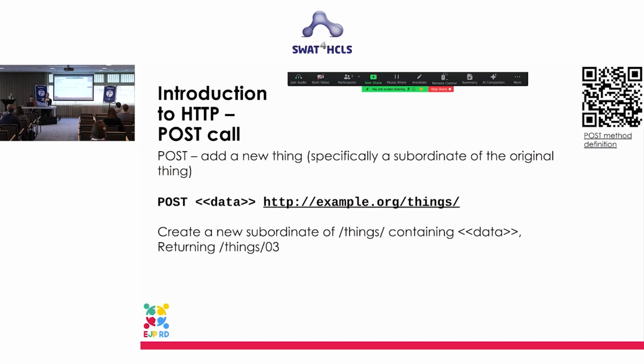Then we have the post call, which is similar to put, but with a twist. Post only creates new things, and specifically creates subordinates or children of the one existing thing. So for example, if I say post whatever data into example.org things, it would create a new subordinate of things that could be things3.